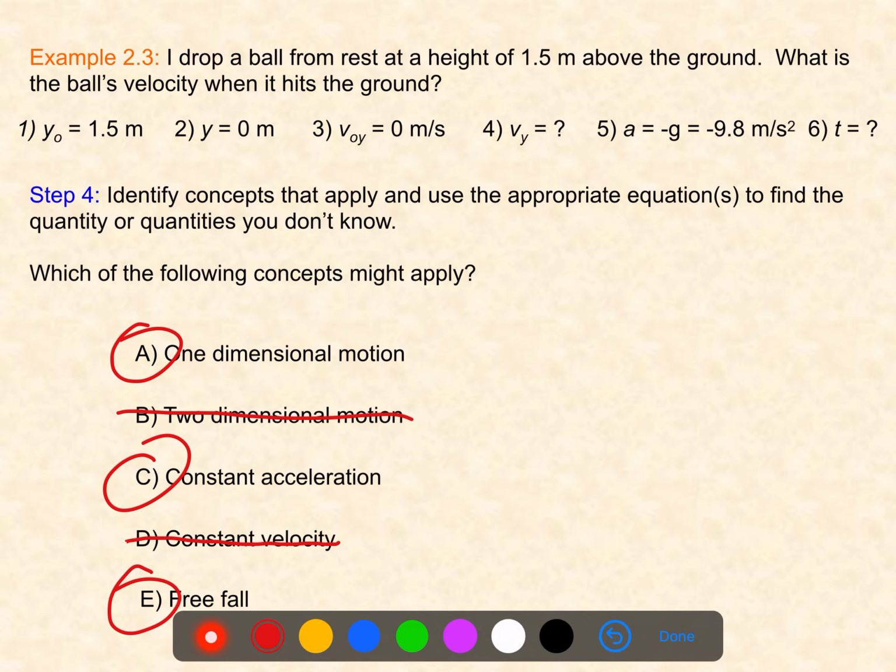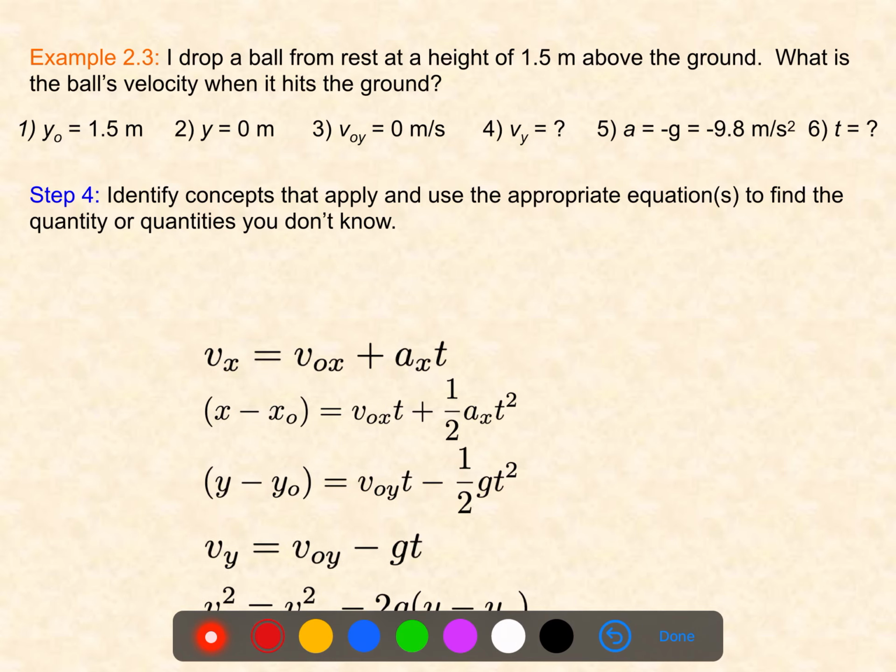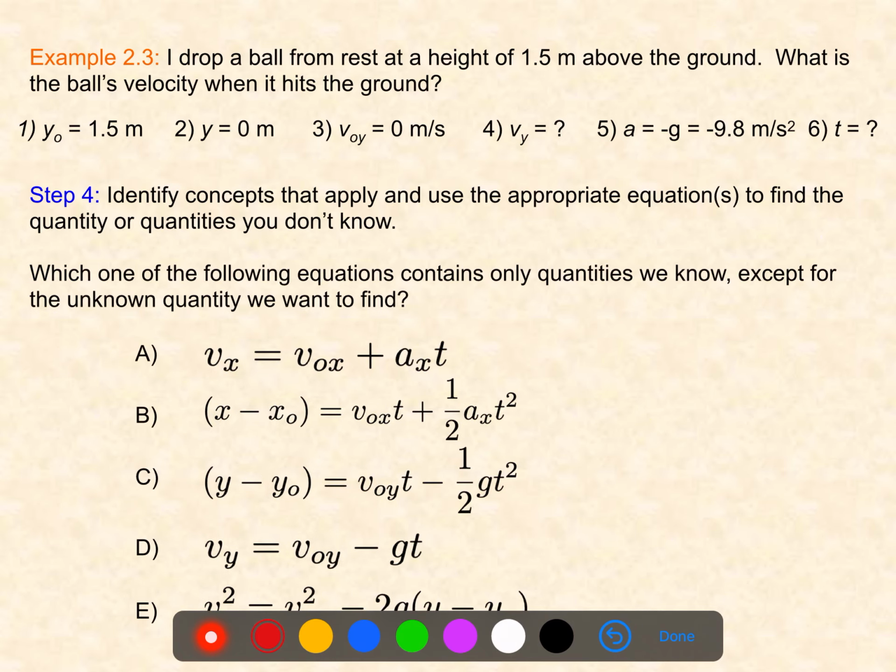So given all that, and given what we know and what we don't know, which of the following equations might work for us? Well, this equation here is not appropriate for free fall at all, unless you want to plug in a 0 for the acceleration rate. But there's no horizontal motion anyhow, so there's no real use for that equation. Okay. Likewise, with choice A, there's no acceleration in the horizontal direction. There's really no motion in the horizontal direction, so that's not appropriate either.